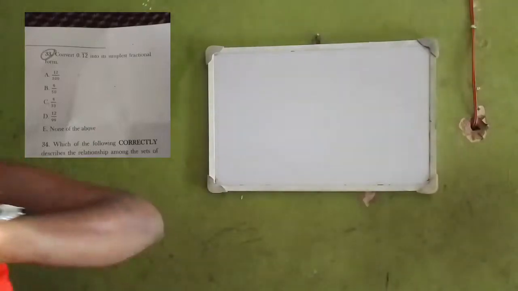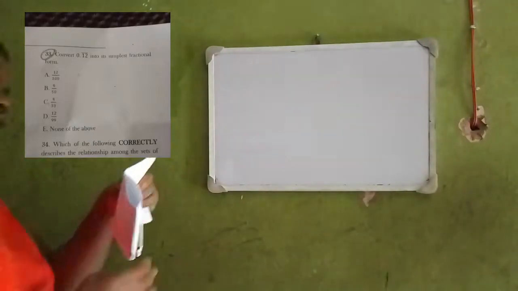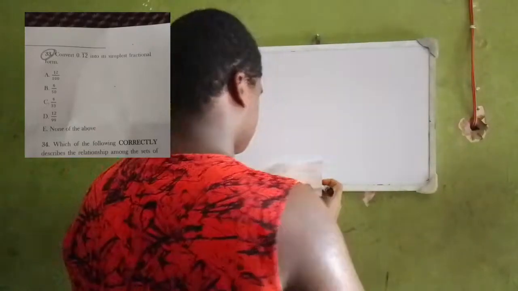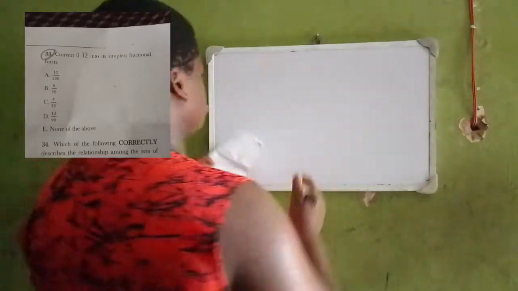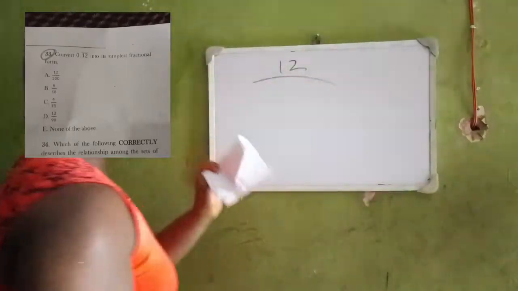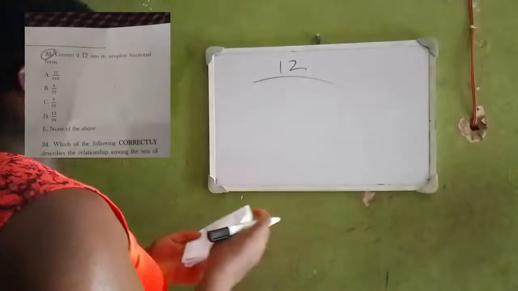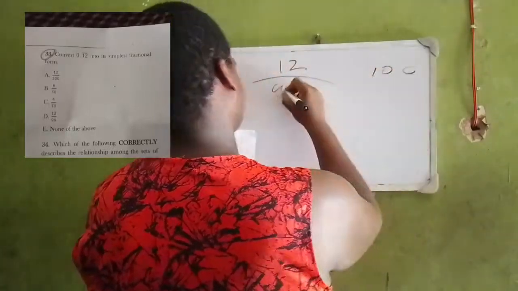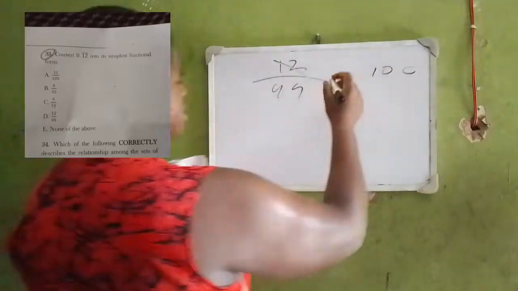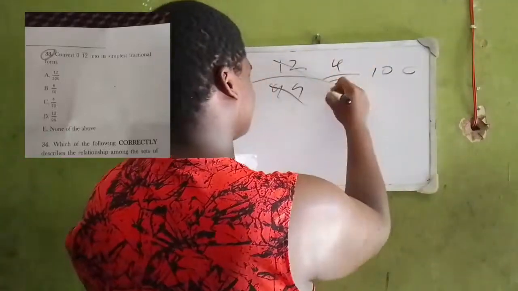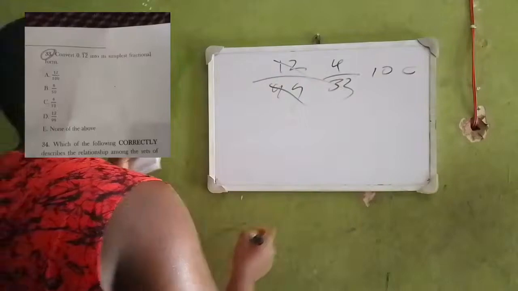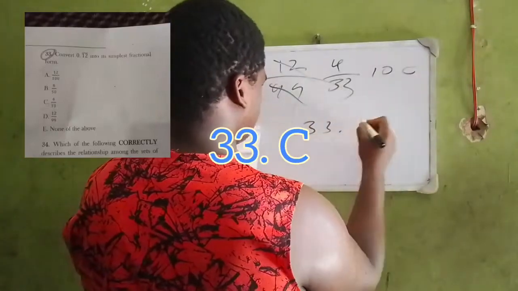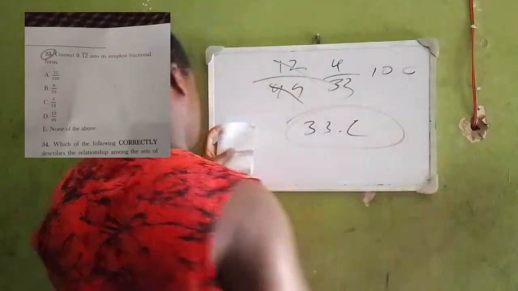Question 33 says, convert 0.12 into its simplest fraction. Now, without doing much calculation, just do 12 here is what's under the slash, and then to get 12, you have to do 100, so that's just going to be 99 here. Divide by 3 here, you have 4. Divide by 3 here, you have 33. That's option C. 33 is option C.